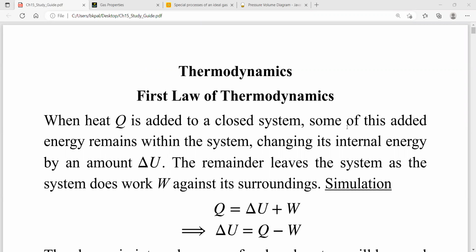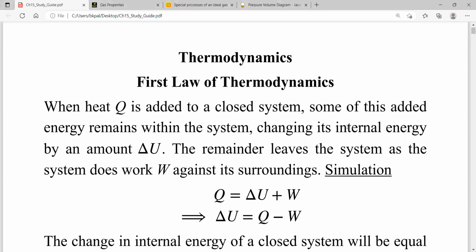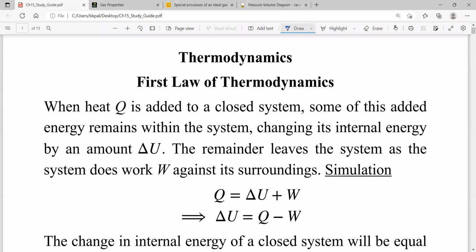Okay. So the first one is the first law of thermodynamics. So this law tells about the conservation of energy when heat Q is involved, and delta U, the change in internal energy, and work are involved.